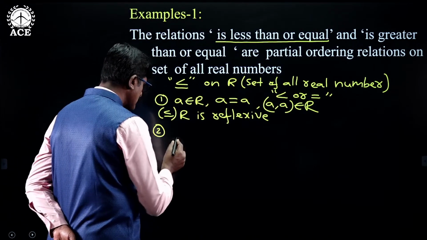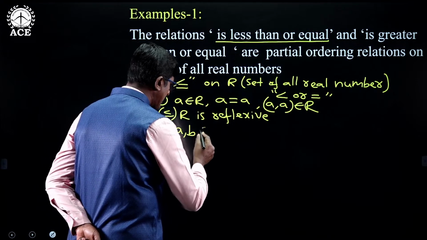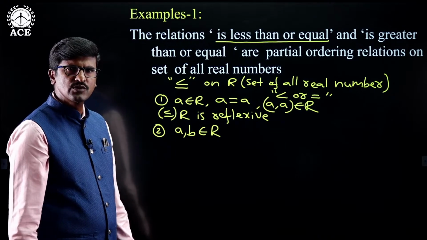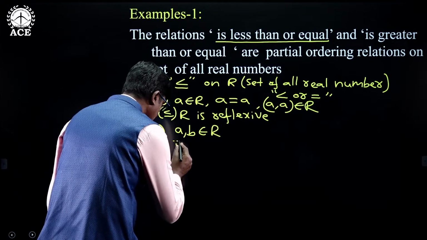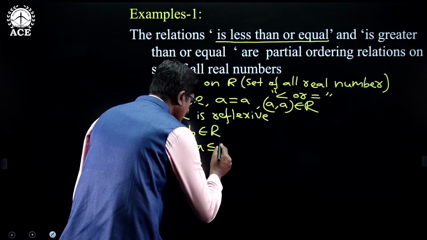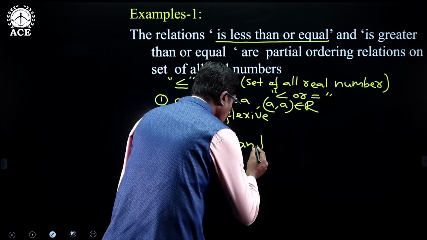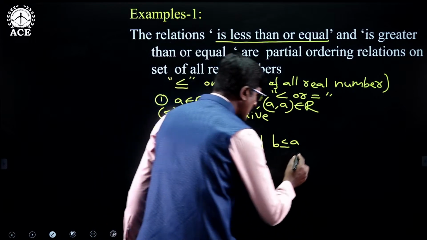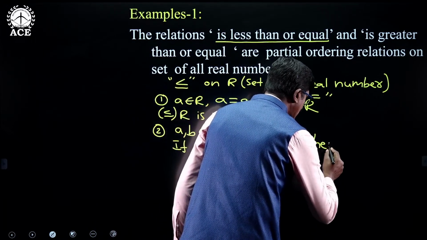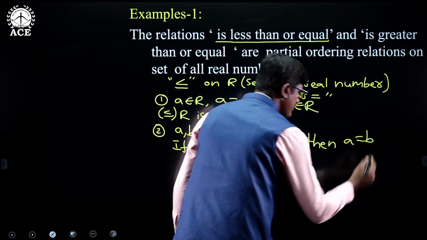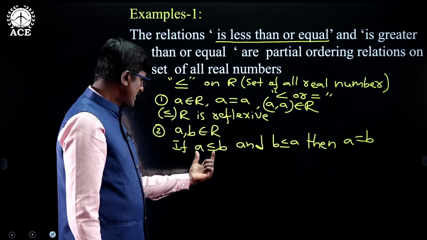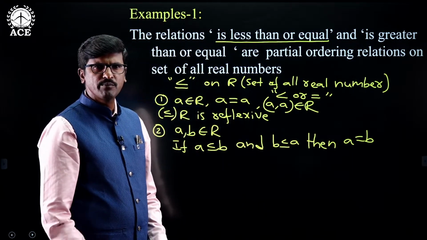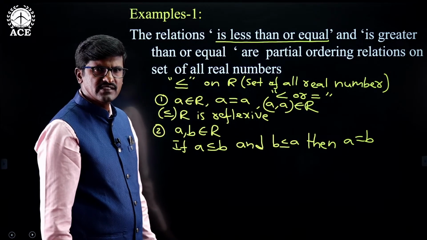To verify this, I am taking two elements a, b belonging to the set of all real numbers. Now, if a is less than or equal to b and b is less than or equal to a, then a and b must be equal. So if there is (a, b) and (b, a), and it is satisfying a equal to b, then it is antisymmetric. Otherwise, it is not antisymmetric.